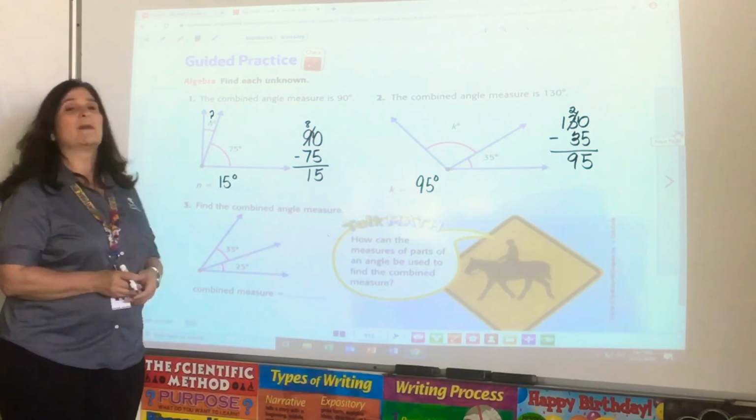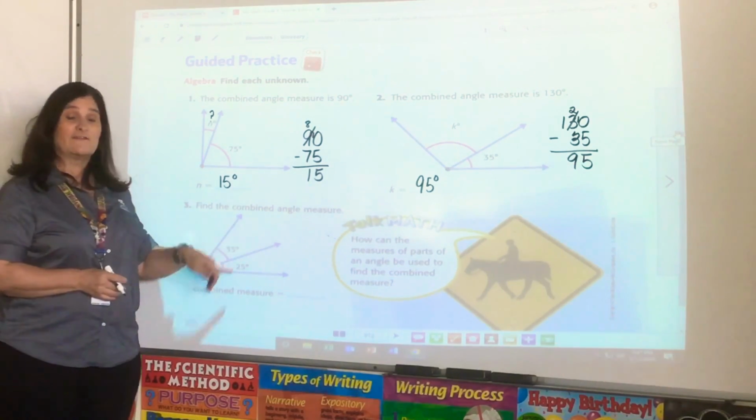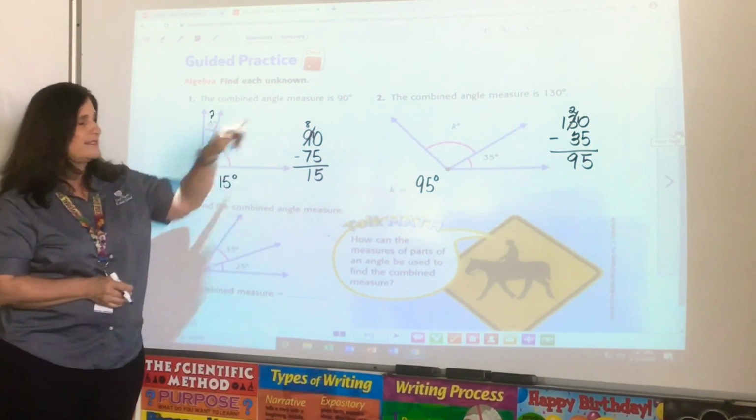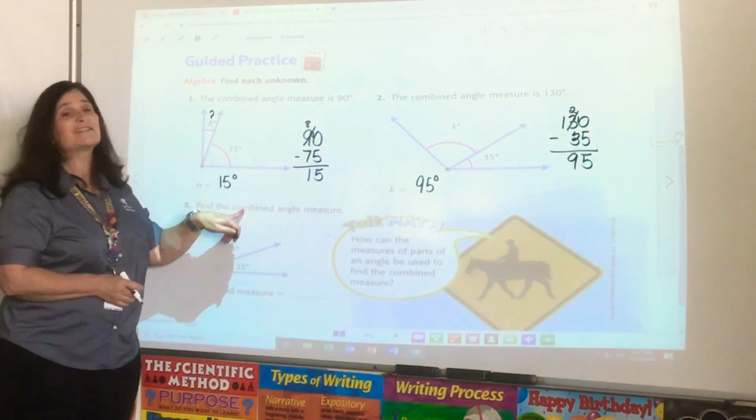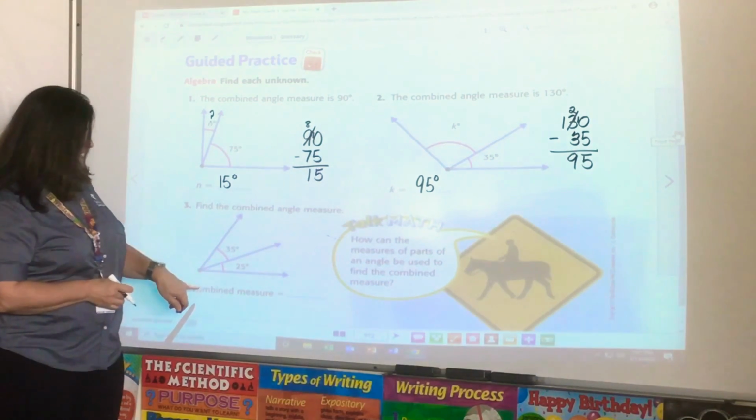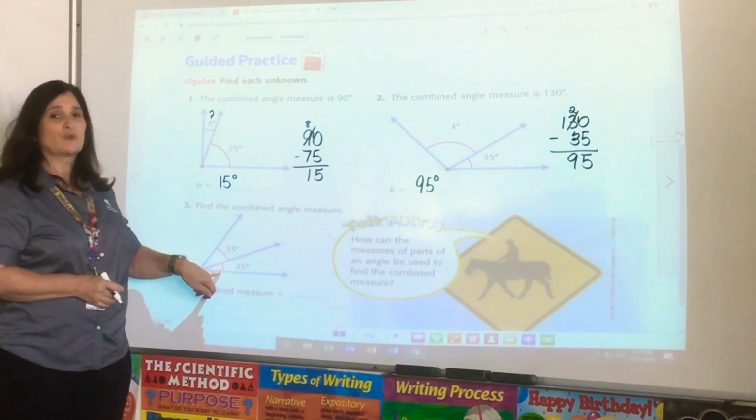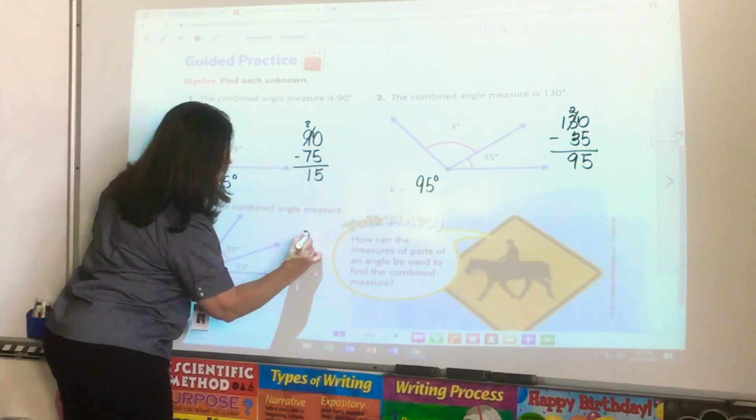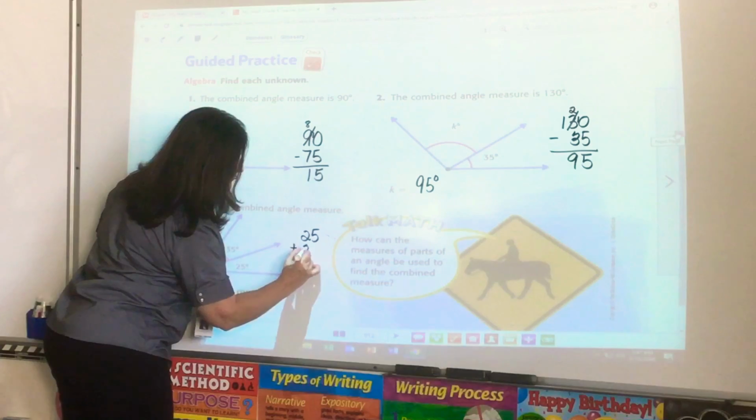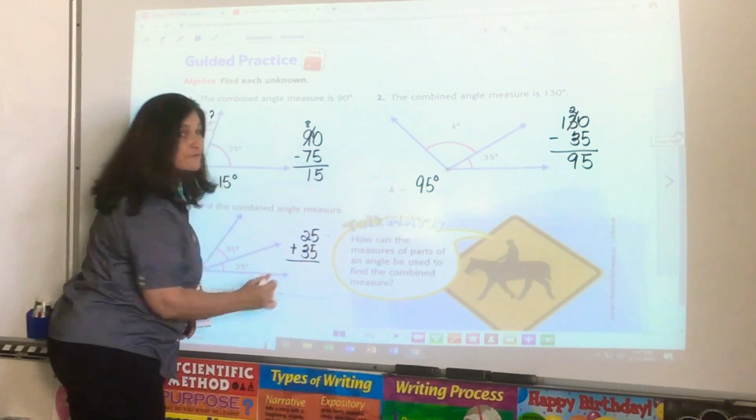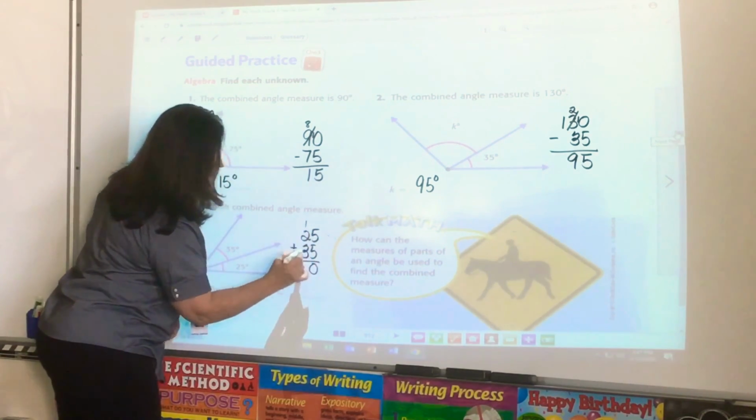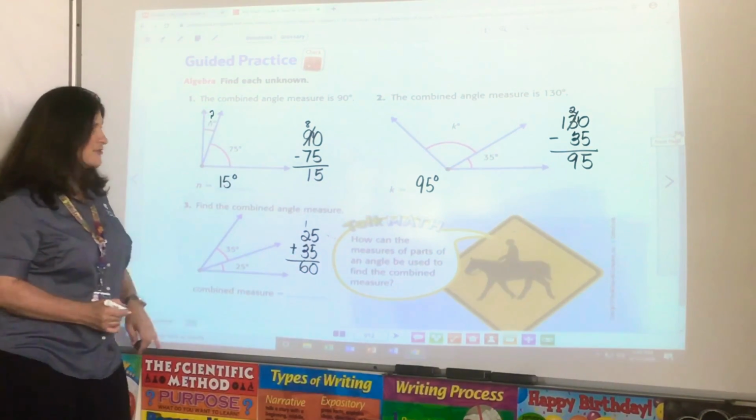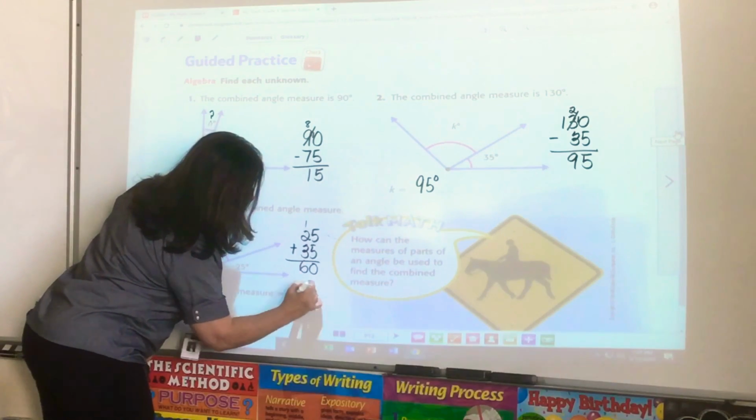Okay, so find the combined angle measure here. Here they've given us both of them, but now we need to find, before they gave us the combined, but now they're not giving us the combined, they're asking us to find it. So we have the smaller angle, 25 degrees, the larger angle, 35 degrees. So 25 plus 35, 5 and 5 is 10, carry the 1, and 3 plus 2 is 5, plus 1 is 6. So the combined measure is 60 degrees.